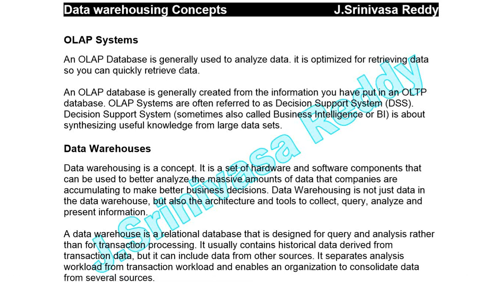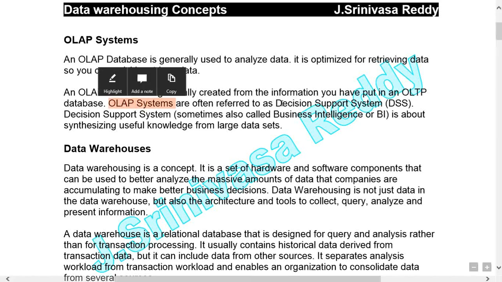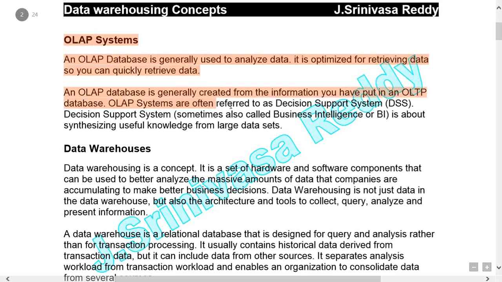But please understand, the data in OLAP databases does not come from anywhere else. The data is coming from transactional databases and some external sources. OLAP systems are also called decision supporting systems. These systems are also called business intelligence systems. Altogether we call them data warehousing systems. This is what OLAP is.